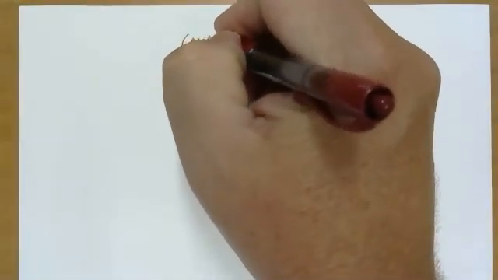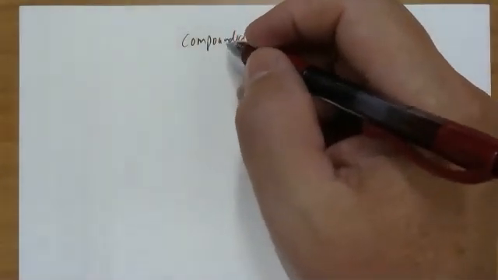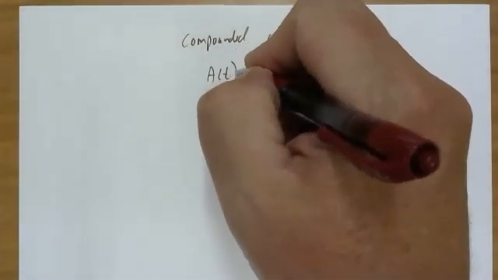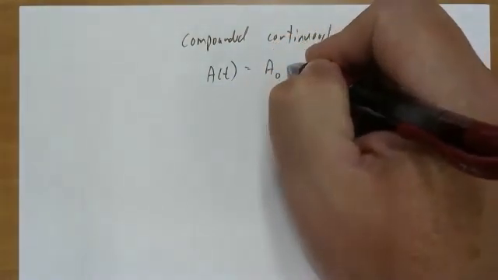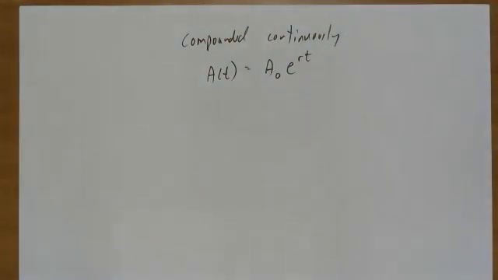So in terms of money, let me say this again. Anytime you have a money problem and you see the words compounded continuously, right away you can say, I know which one to use for money. We can say A of t, the amount of money, equals A naught e to the rt, where r is the interest rate, not in percent, but as a decimal. And we'll do an example in a minute.